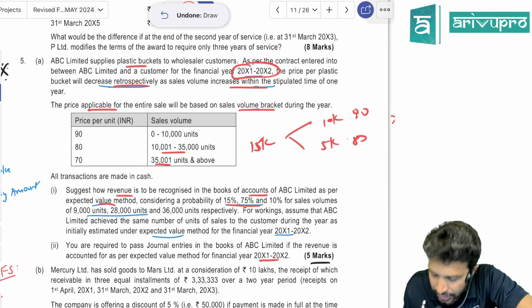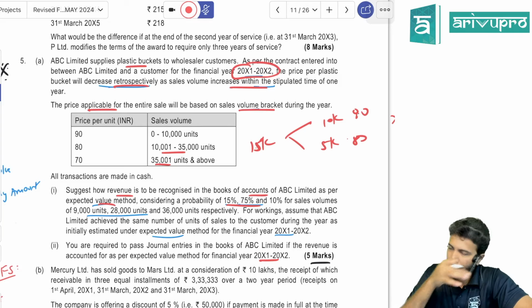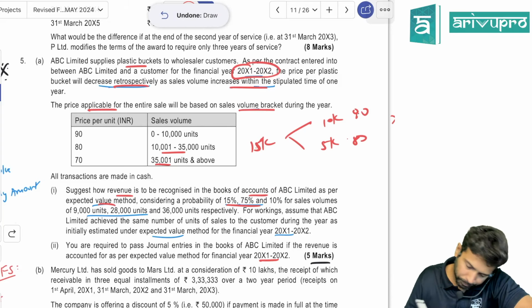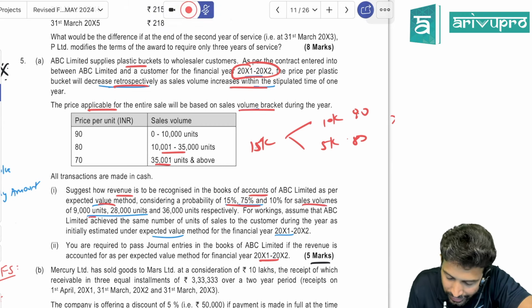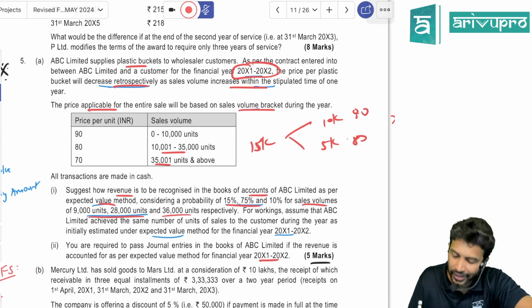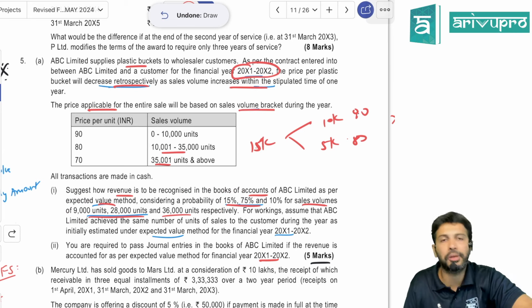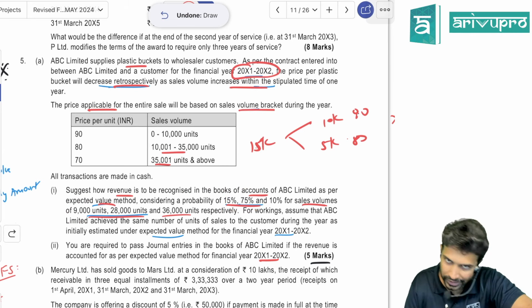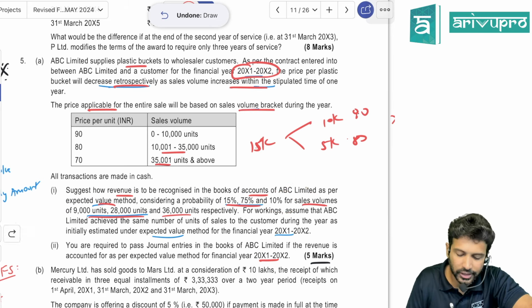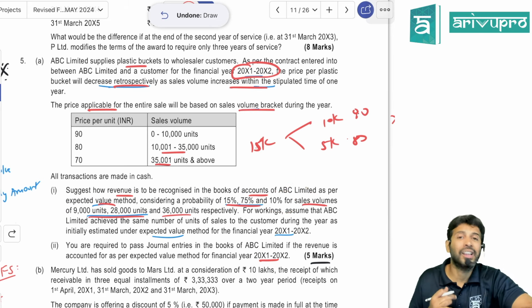Considering the probability under expected value method, we use the probabilities. So they've given 3 probabilities: 15%, 75%, 10%. Meaning there are sale volumes of 9,000, 28,000, and 36,000. Meaning there is a 15% chance that the customer will buy 9,000 units. There is a 75% chance that the customer will buy totally 28,000 units. There is a 10% chance that the customer will buy totally 36,000 units.